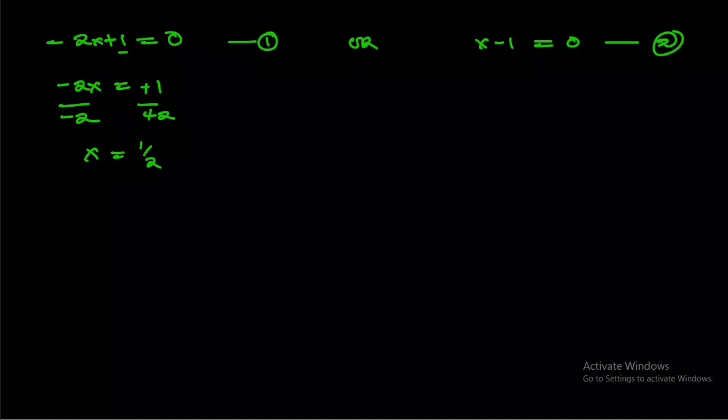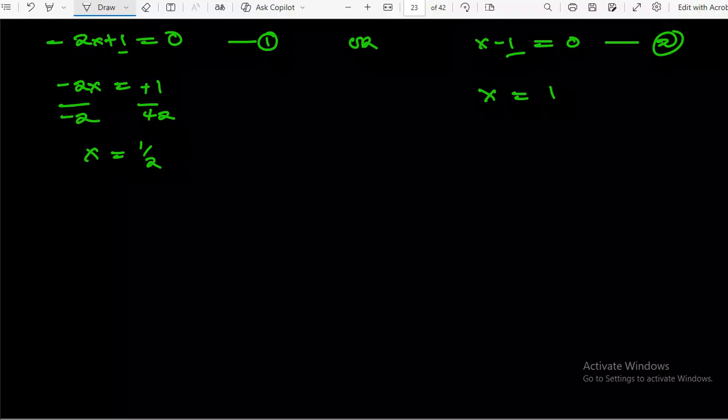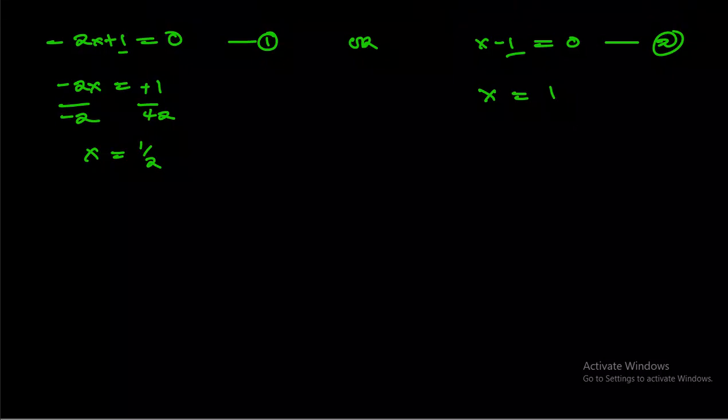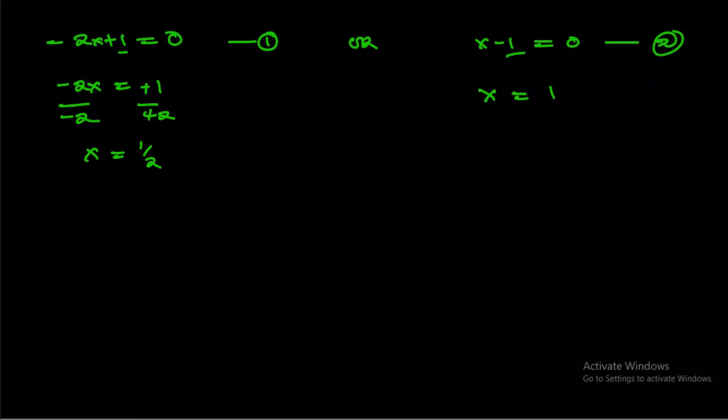Same applies here. We can make x the subject of the formula, so the value of x is going to be equal to 1; we take the 1 to the other side. Now let me remind you of something very interesting. Don't end here. We made an assumption to say sin x is equal to x. So whenever there is x, we put sin x, so that we get back into a trig equation.